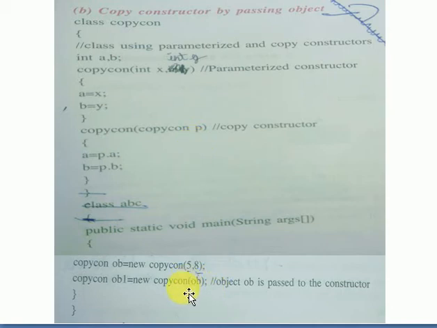One more concept we are learning here. In the same class, we have two constructors. We have more than one constructor. One is the parameterized constructor, the other one is the copy constructor. If you have more than one constructor in a program, that is known as constructor overloading. Hope it is clear.